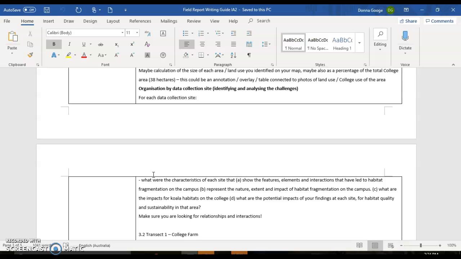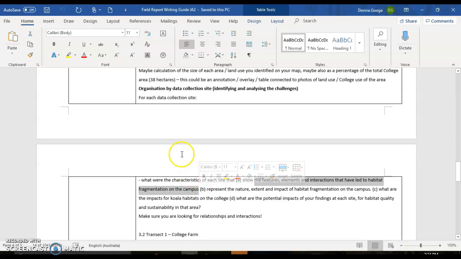Look at section 3.2, investigation site 1. So that would be the transect at the college farm. What you would be looking at for that site is what were the characteristics of that site. This comes straight from the ISMG, that show the features, elements, and interactions that have led to habitat fragmentation on the campus. So what can you see over there, and how are they going together that have led to the fragmentation of the natural environment here?